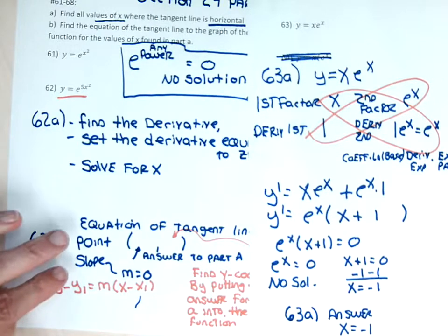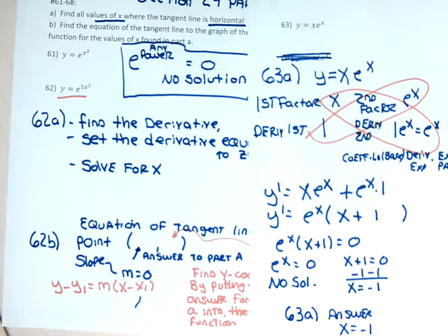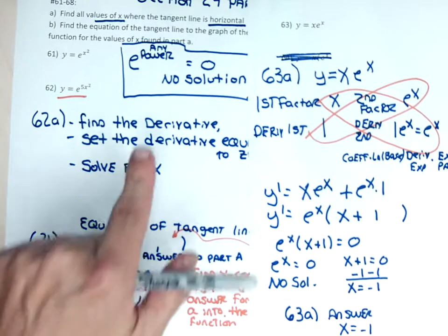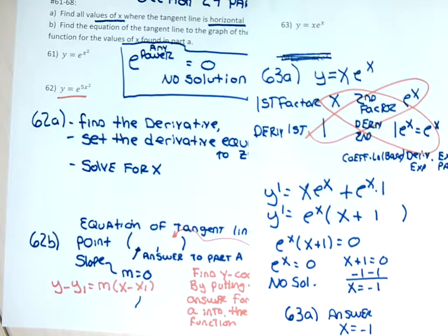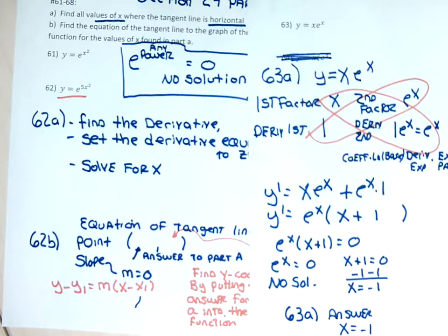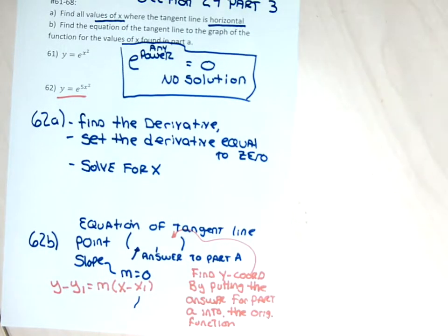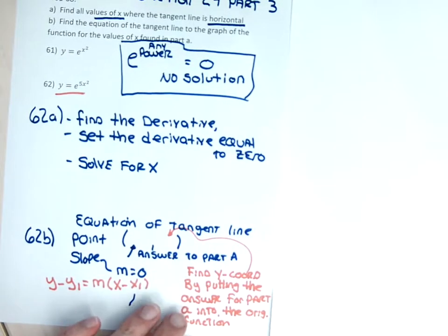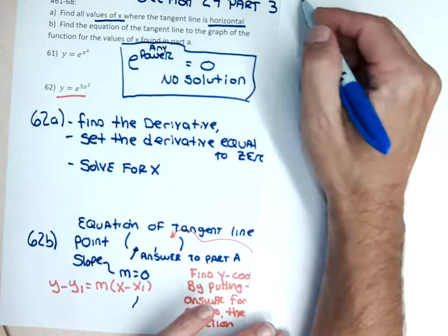to find the equation of the tangent line. I need to create a point and a slope. The x coordinate, the answer that I got for part A is the x coordinate of the point. The slope is 0 because I'm finding an equation of a horizontal line. I need to plug the y coordinate into the original function, the x e to the x, to get the y coordinate of the point. And then I could use y minus y1 equals m times x minus x1.